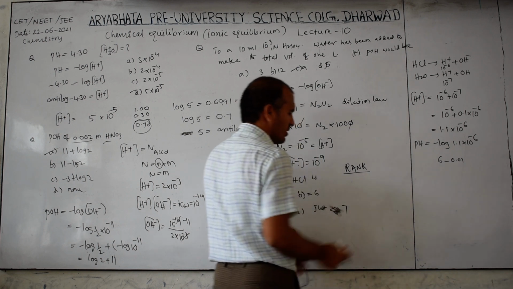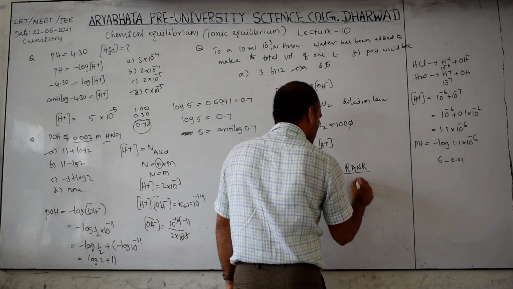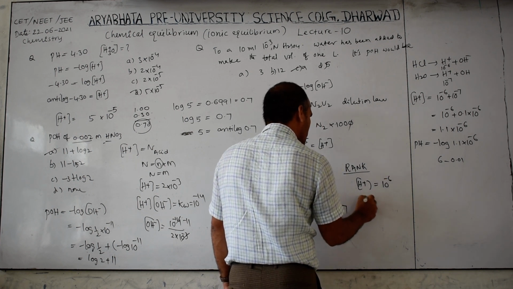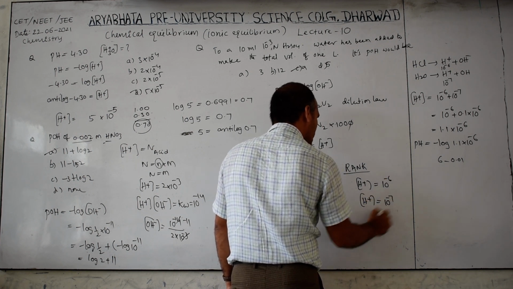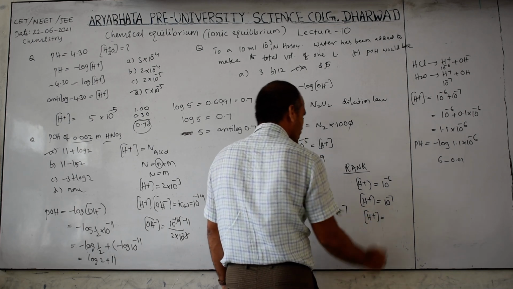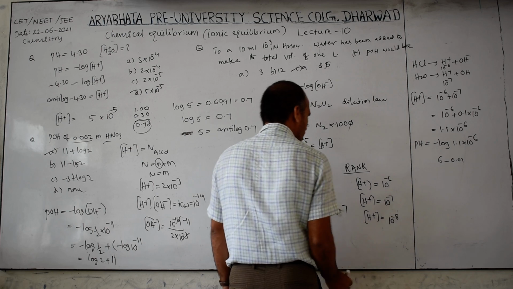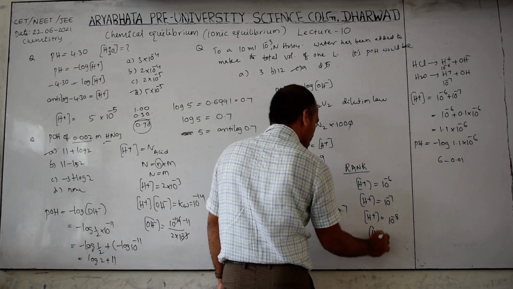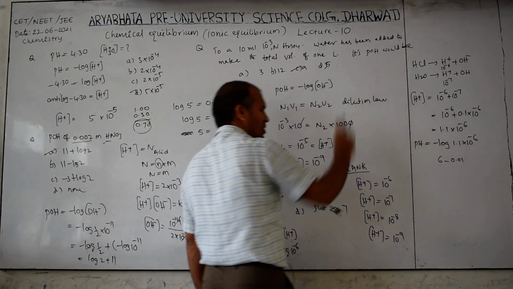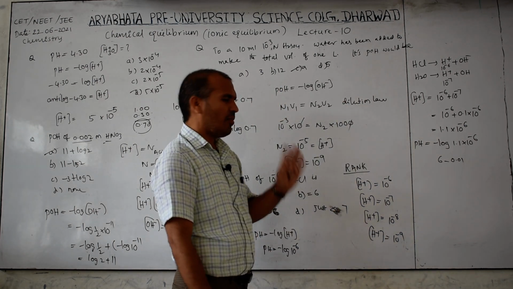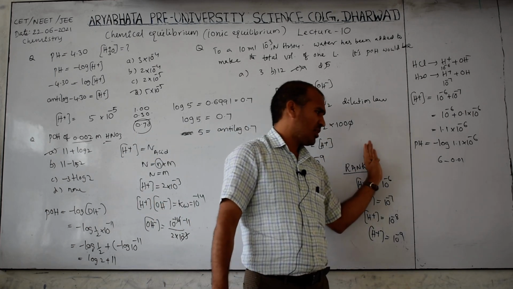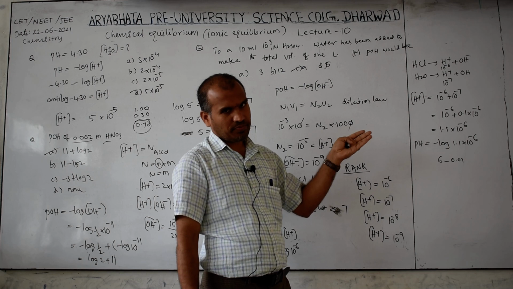Up to 6, H plus ion concentration is equal to 10 power minus 6, then 10 power minus 7, then 10 power minus 8, and 10 power minus 9, like this consider. Before this, what is it? Minus 5, minus 4, minus 3, minus 2, minus 1. Minus 1 means pH 1, minus 2 means 2, minus 3 means 3.